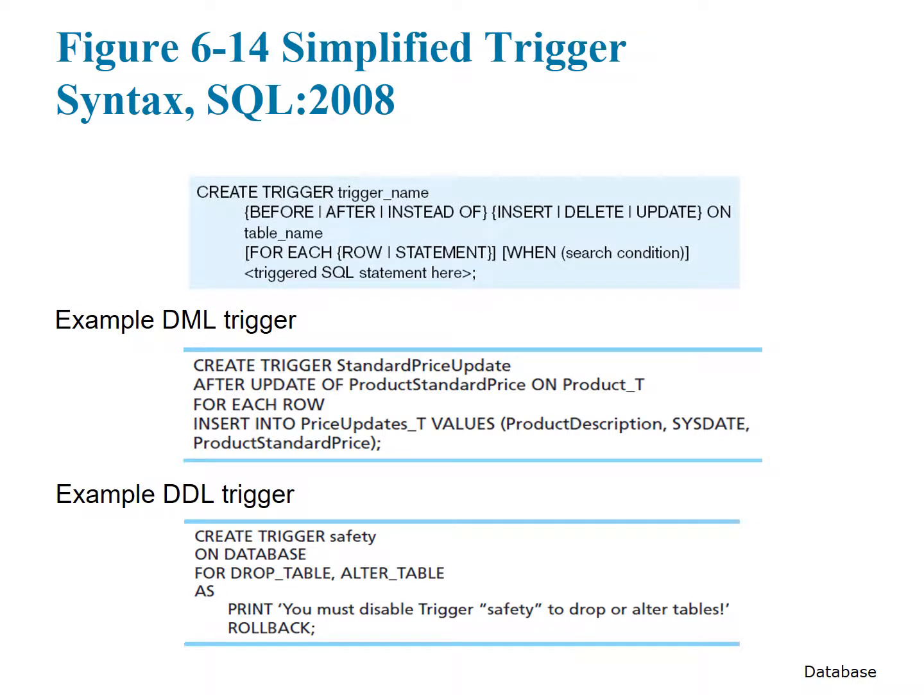Figure 6-14: Simplified trigger syntax, from SQL:2008. CREATE TRIGGER trigger_name BEFORE, AFTER, or INSTEAD OF INSERT, DELETE, or UPDATE ON table_name FOR EACH ROW, WHEN search condition, trigger SQL statement here. Example: data manipulation language trigger. CREATE TRIGGER StandardPriceUpdate AFTER UPDATE OF ProductStandardPrice ON Product_T FOR EACH ROW INSERT INTO PriceUpdate_T VALUES (ProductDescription, SYSDATE, ProductStandardPrice).